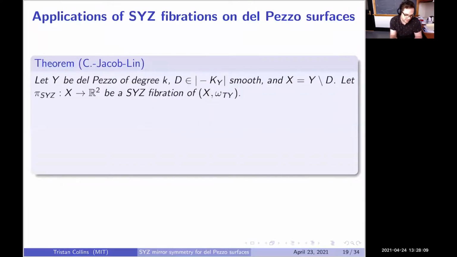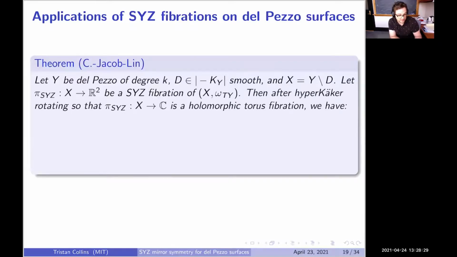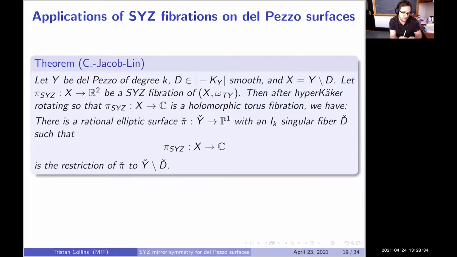Okay, so there's a natural question, which is that we started with a del Pezzo surface, we produced a special Lagrangian fibration, and then by this hyper-Kähler rotation trick, we said that that becomes a holomorphic fibration. It's natural to ask what that fibration is. And so the theorem is that that special Lagrangian fibration is actually a hyper-Kähler rotation from a holomorphic torus fibration obtained from a rational elliptic surface with an I_K singular fiber. So K here is the degree of the del Pezzo surface.